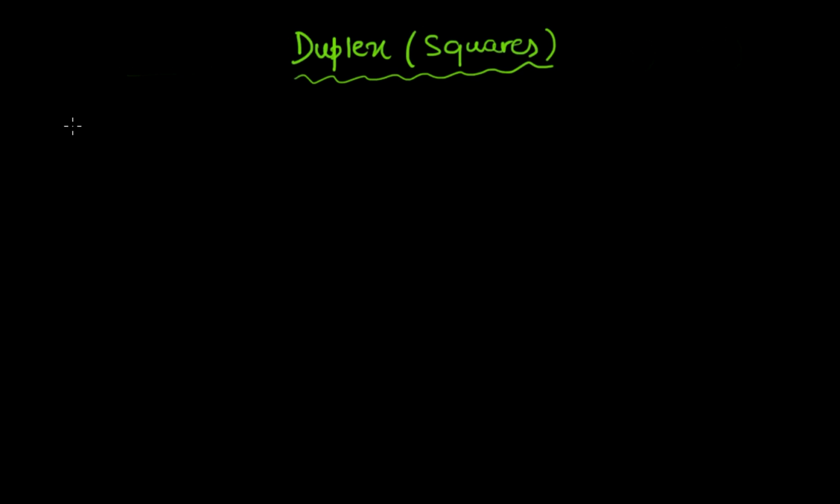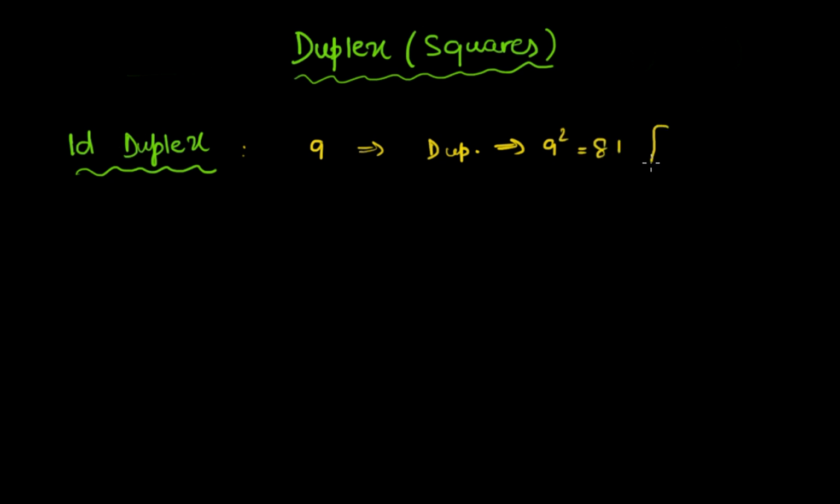One is the single digit, that is the 1-digit duplex. If we are given a 1-digit number such as 9, its duplex is 9 square, that is 81. So 9's duplex is 81. Just remember that. This is just an example.